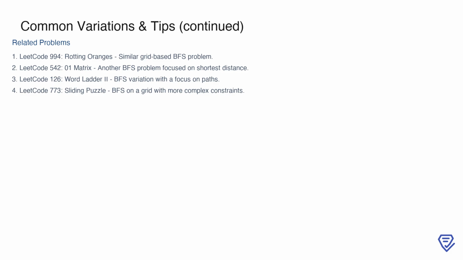Another great example is LeetCode 542, 01 Matrix, which focuses on finding the shortest distance in a grid. If you're looking for a variation of BFS that emphasizes paths over distances, LeetCode 126, Word Ladder II, is a great problem to explore. For an even more challenging BFS application, LeetCode 773, Sliding Puzzle, introduces additional constraints while working with a grid. Solving these problems can deepen your understanding of BFS and its versatility across different scenarios.